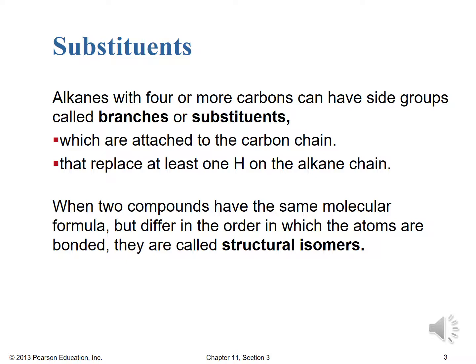When two compounds have the same molecular formula, but they differ in the order in which the atoms are bonded, they're called structural isomers. And so that's going to cause us to have, again, less reliance on molecular formula because they're the same for these substituted hydrocarbons. But instead, we're going to rely much more so on structural formulas because that will allow us to distinguish structural isomers one from another.